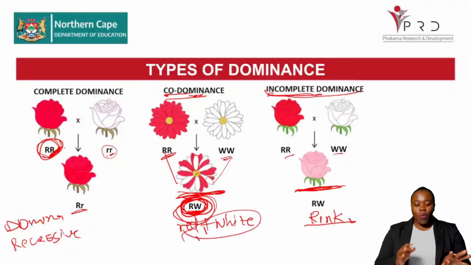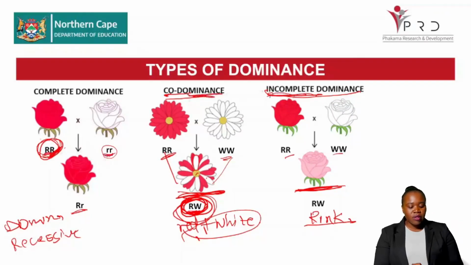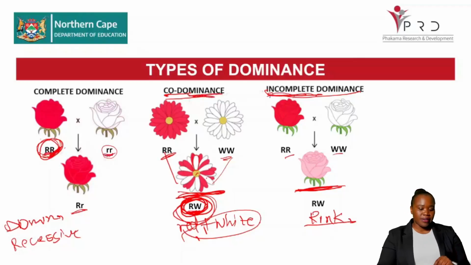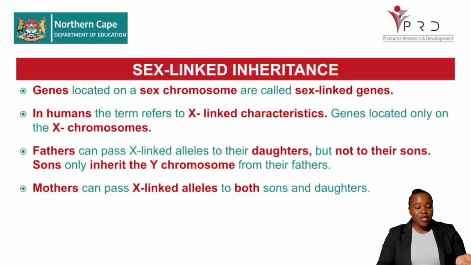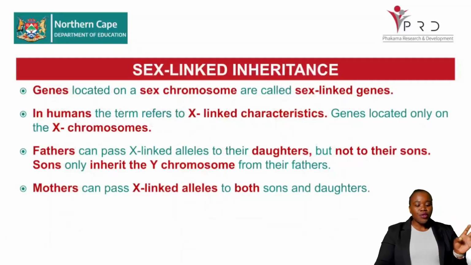Right. Now, when you are given a cross for complete dominance, you use 1 letter, a capital letter and a small letter. When you are given a question on codominance or incomplete dominance, you use 2 capital letters because both traits are dominant. Okay. And then we have sex-linked characteristics or sex-linked inheritance. Don't make the mistake of using the same annotations for the normal inheritance.